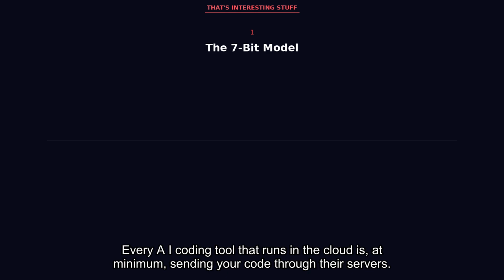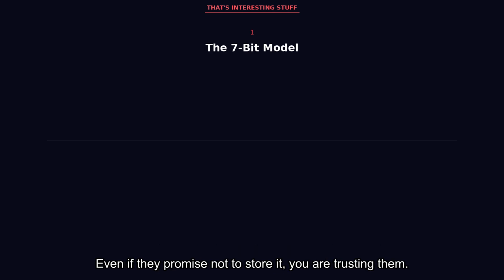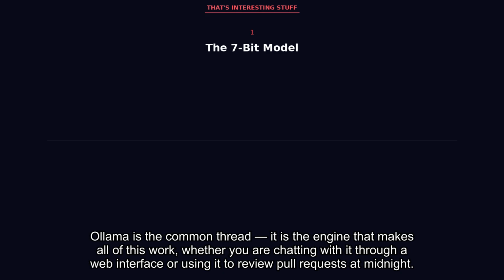Every AI coding tool that runs in the cloud is, at minimum, sending your code through their servers. Even if they promise not to store it, you are trusting them. With a local model, trust is not part of the equation. Your code stays your code. And this is the same ecosystem we talked about a moment ago. Ollama is the common thread. It is the engine that makes all of this work, whether you are chatting with it through a web interface or using it to review pull requests at midnight.